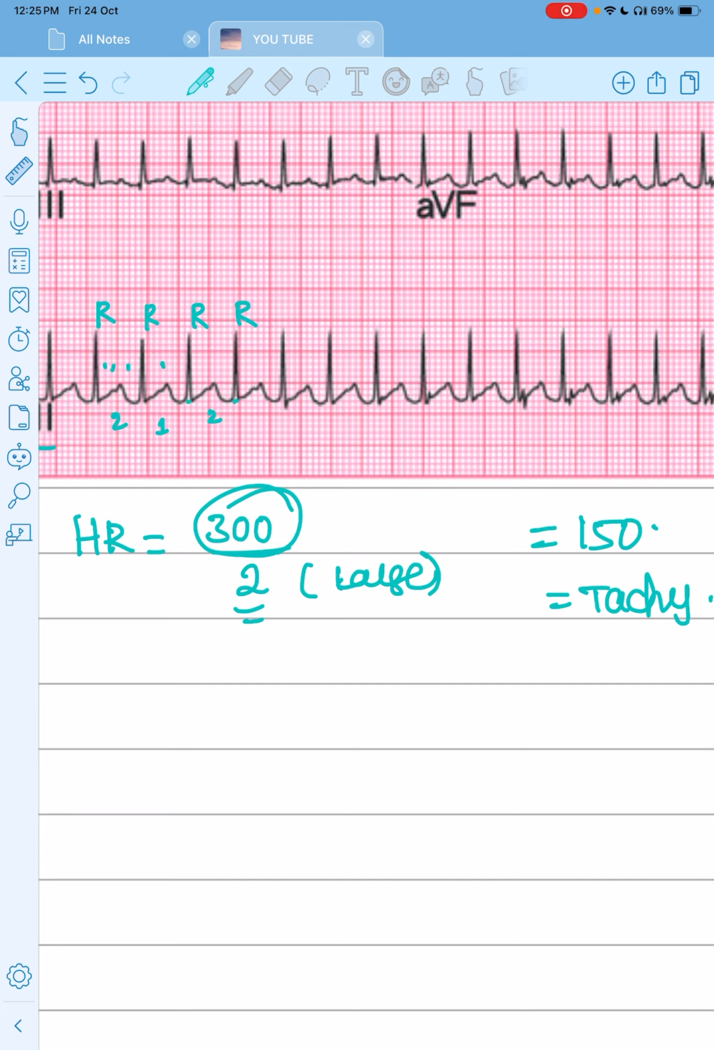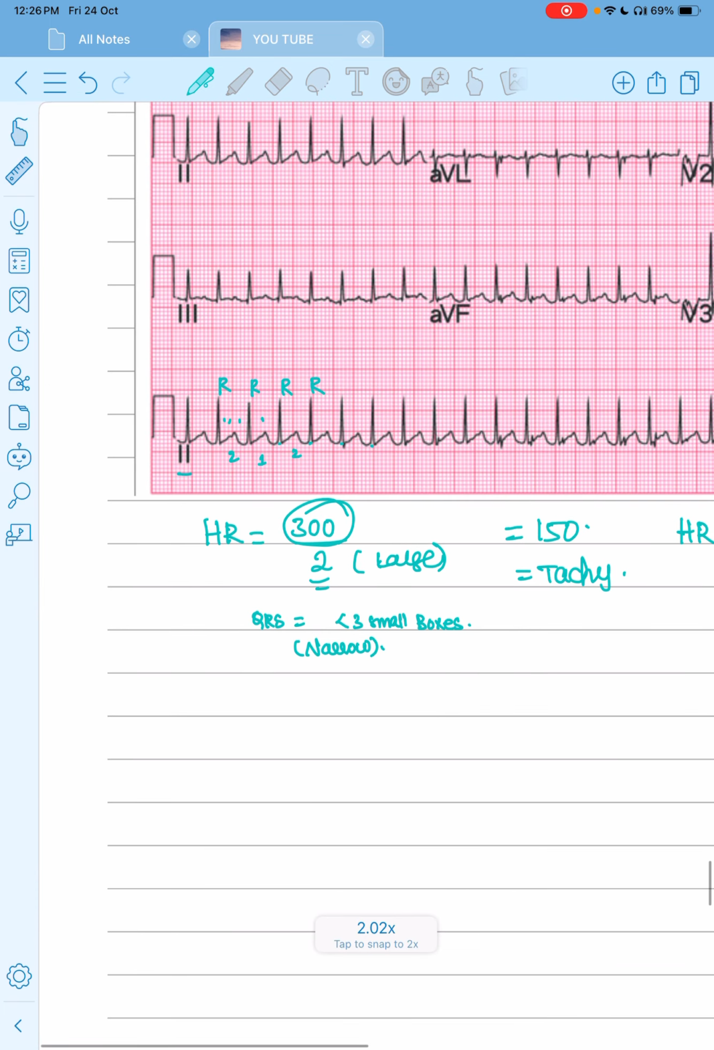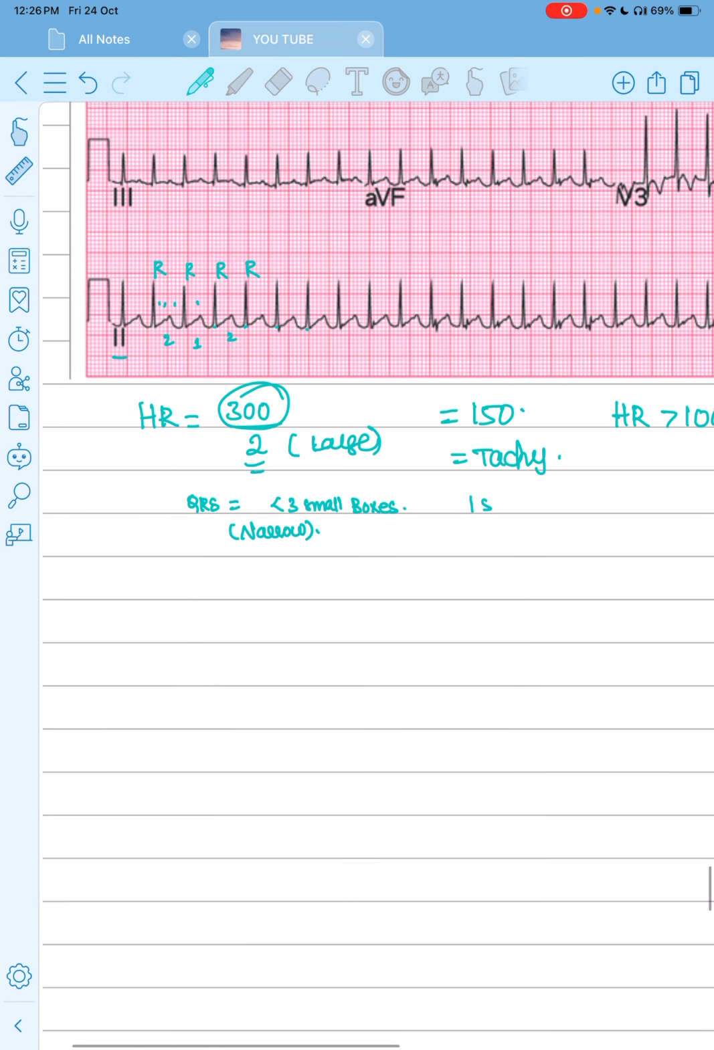Here also it is occupying one small box. Here one, like that. So the QRS complex is also occupying less than 3 small boxes. Whenever the QRS complex occupies less than 3 small boxes, it is called a narrow QRS complex. In seconds, one small box is 0.04 seconds. Here 3 means it is 0.12 seconds. When it is less than 0.12 seconds, then it is called narrow QRS complex.